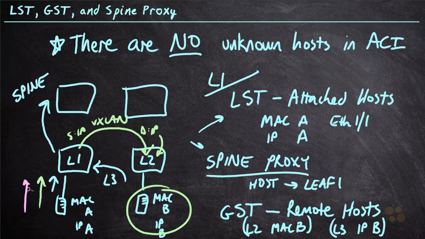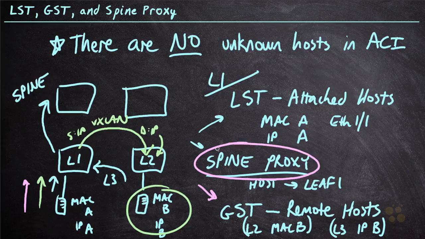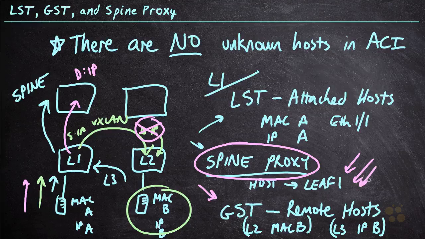Now what if leaf 1 gets this packet before its global station table has been populated with the location of host B? Well, that's what the spine proxy is for. In that case, rather than sending the destination to another leaf switch, it's going to send a VXLAN tunneled packet up to one of the spine proxy addresses. So the destination IP will be now the spine proxy address. That lands with the spine because it has all of the information for every host inside the entire fabric. It knows exactly where it lives and it can send it down. Now once the spine proxy has done its thing, leaf 2 and leaf 1 will form that original connection and be able to send traffic straight to each other without having to get redirected through the spine proxy.